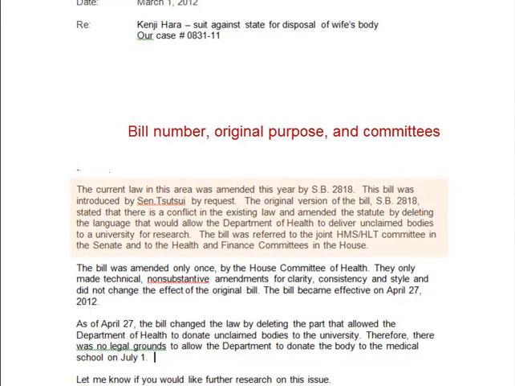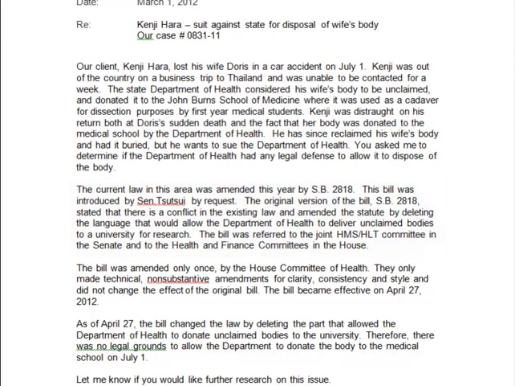The next thing you would tell the partner is what is the bill that we're talking about. They need the bill number, they need the bill introducer, and what the original bill said. This one says the original version of the bill stated that there's a conflict, and amended the statute. Then you would also include the acronyms or the spelled out names of the committees that the bill is referred to so far, because that will determine how many hearings the bill has and how many times your firm may need to submit testimony.